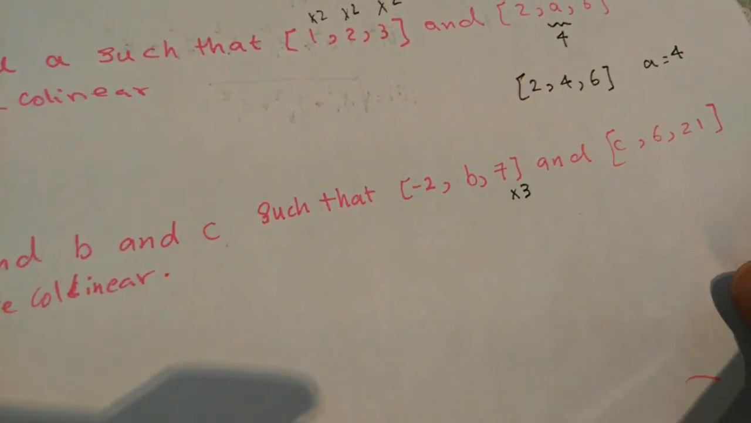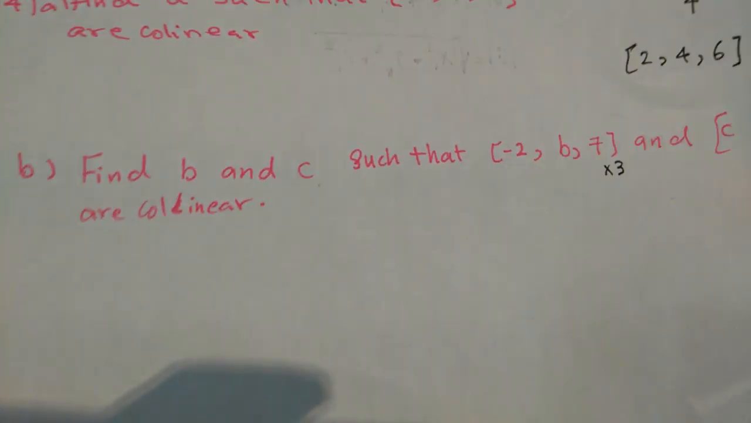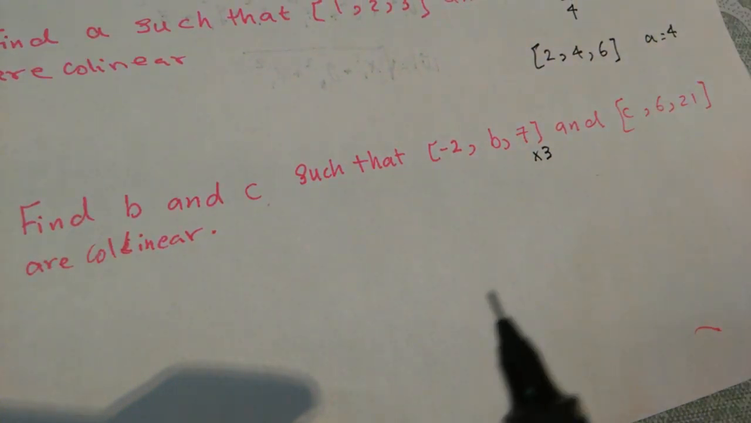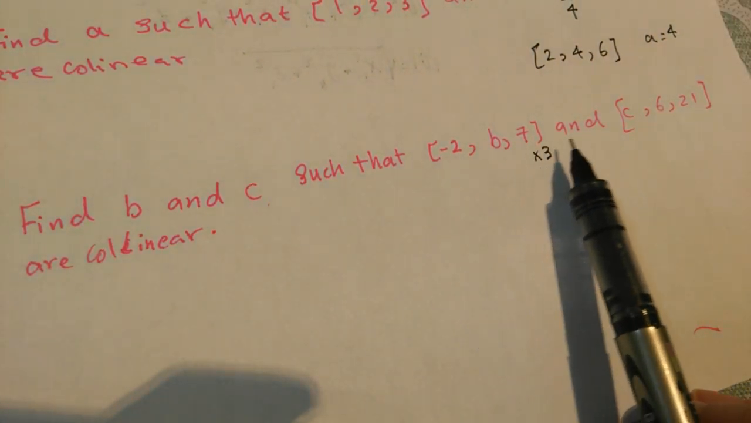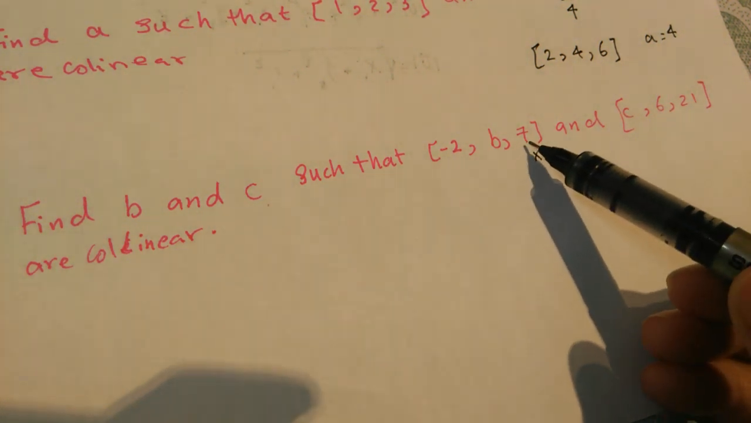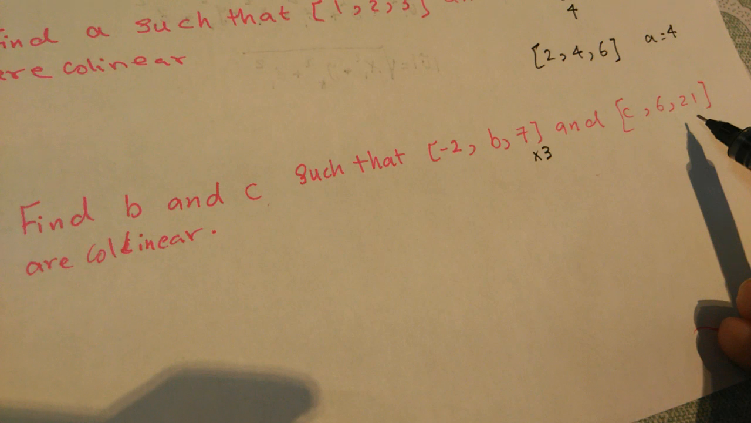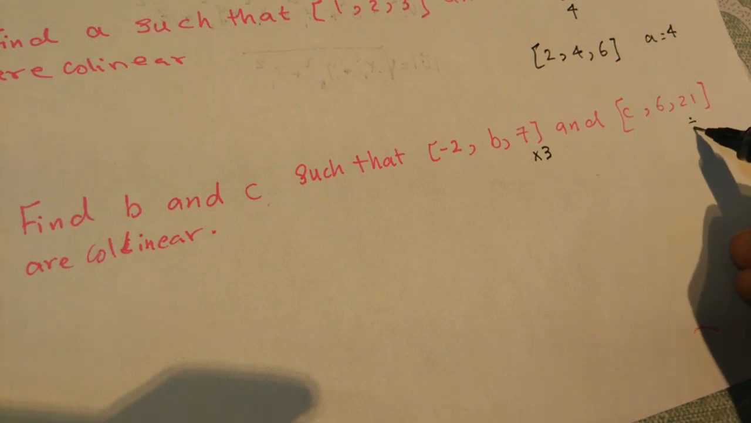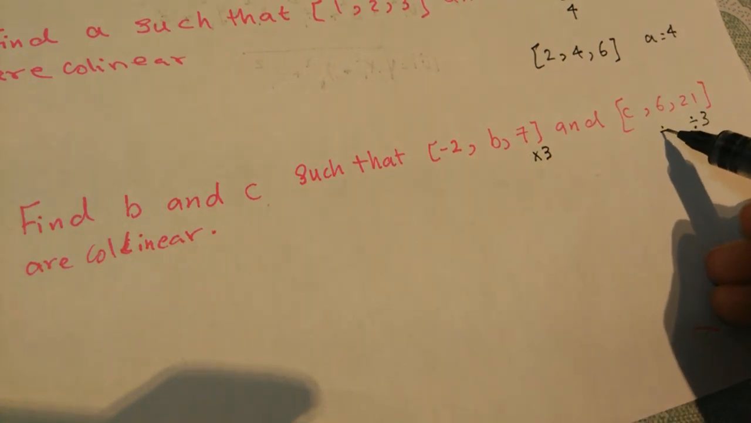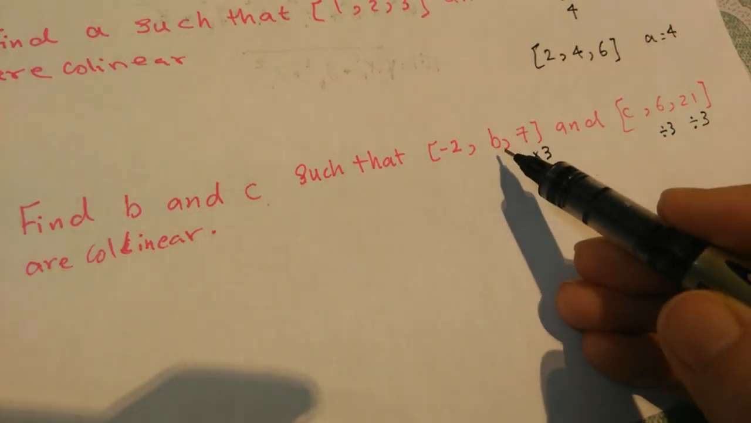Okay, let's continue. So this question: find a, b, and c such that this vector and this vector are collinear. You see, if you multiply 7 by 3, you'll get 21, or if you divide 21 by 3, you will get 7. Therefore, if you divide this one by 3, you have to get to this, right?